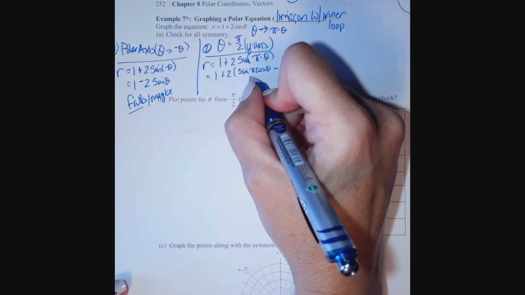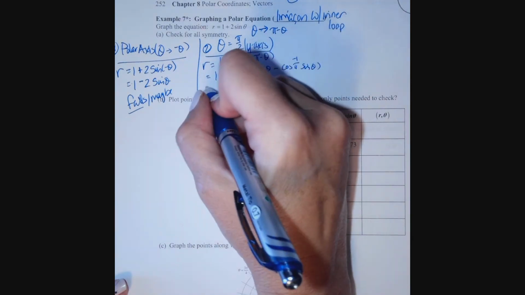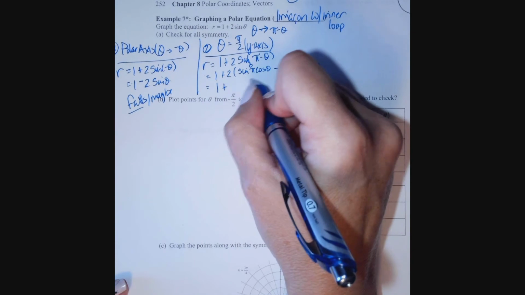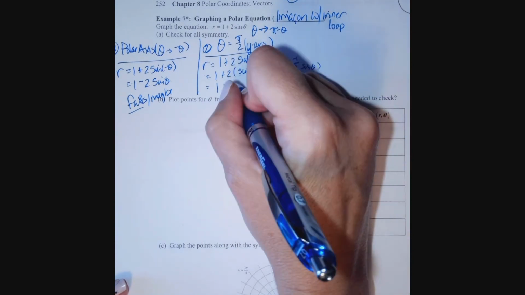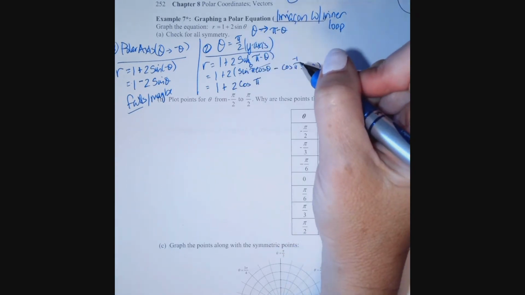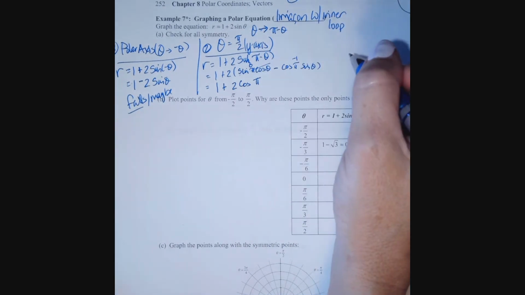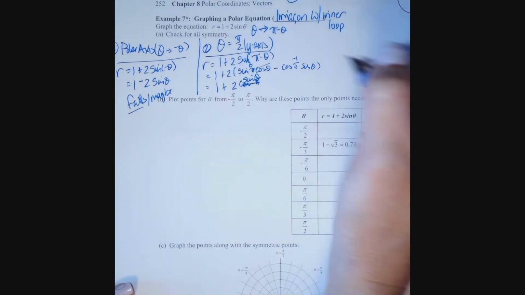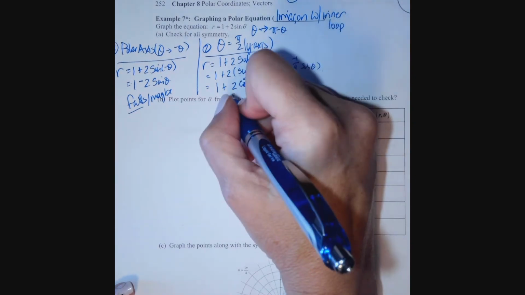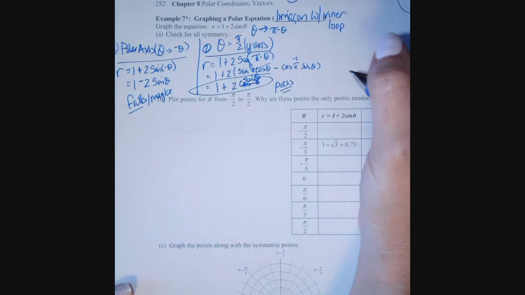And let's see, sine at pi is 0 and cosine at pi is negative 1. So that's going to give me 1 plus, and then this is 0, this is a positive, so plus 2 sine theta. I replaced cosine pi, 2 sine theta. 1 plus 2 sine theta, that's what I started with, so this is a pass. We know we have y-axis symmetry.